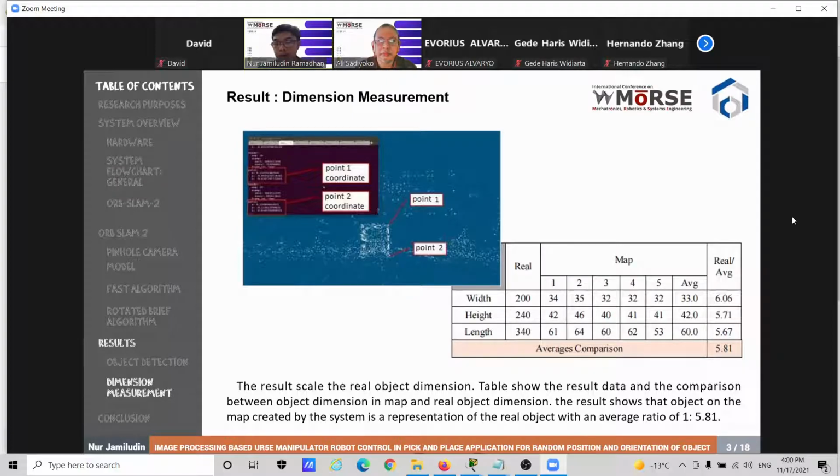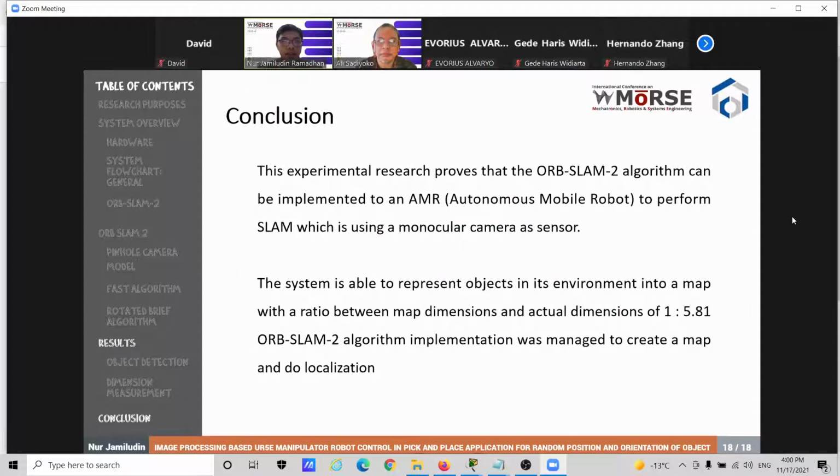So the conclusion is this experimental research proved that the ORB-SLAM2 algorithm can be implemented on an AMR, or autonomous mobile robot, to perform SLAM, which we know is simultaneous localization and mapping, using a monocular camera as a sensor. The system is able to represent objects in its environment into a map with a ratio between map dimension and actual dimension of 1 per 5.81. The ORB-SLAM2 algorithm implementation managed to create a map and do localization. Thank you for your attention.